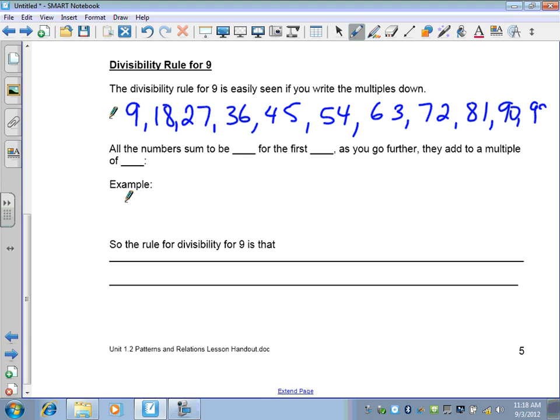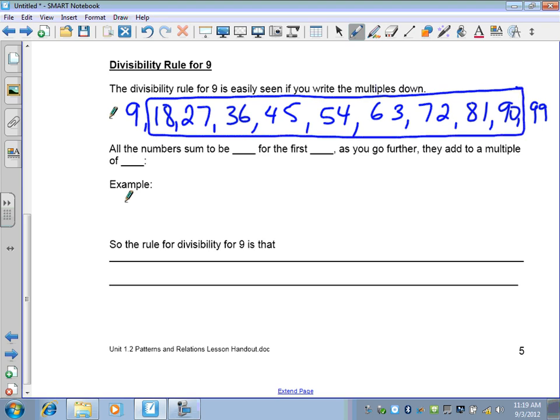And you can put 99 if you wanted. Those are the multiples of 9. Now, except for the first one, every number here, in this group right here, has a very unique sum. I want you to add up the digits of 1 and 8, 2 and 7, 3 and 6, etc., all the way through. You should see that 1 and 8 is 9, 2 and 7 is 9, 3 and 6 is 9. So all the numbers have to sum to be 9 for the first 10 numbers.